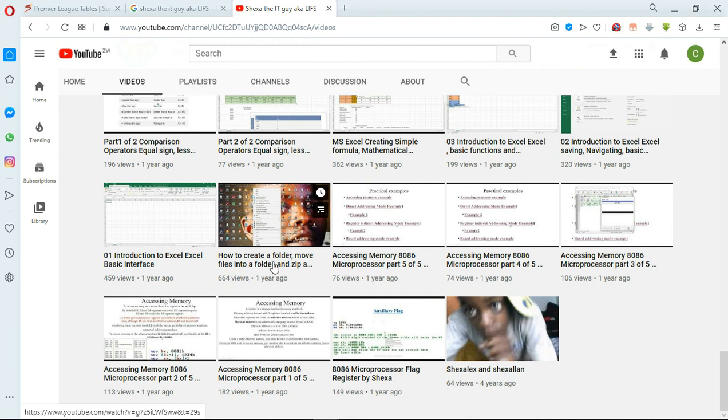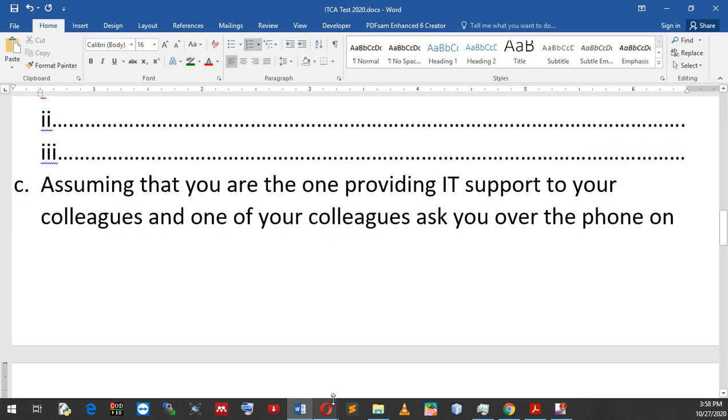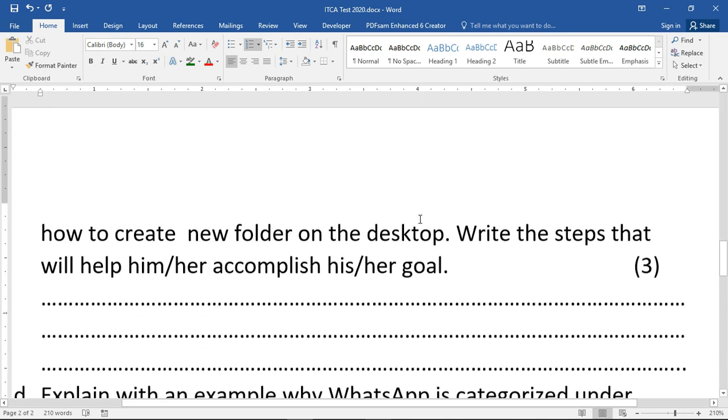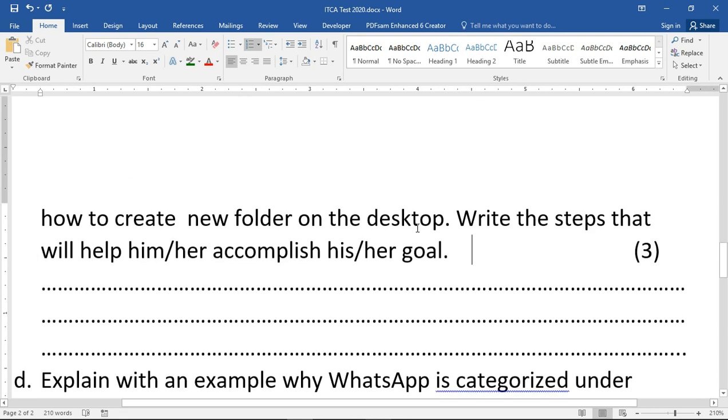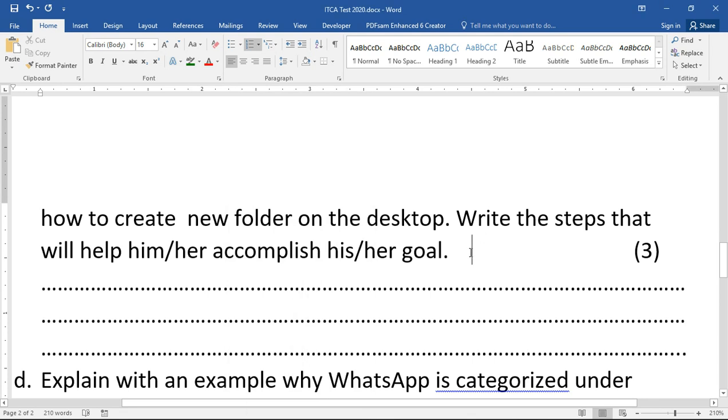Right, here is the video, which reads how to create a folder, move files. There are more activities that are being taught here. So the first thing is how to create a folder, and your answer must start by telling us how to go to the desktop. The question is assuming that the person is already at the desktop. Now what is needed is to create a new folder on the desktop.